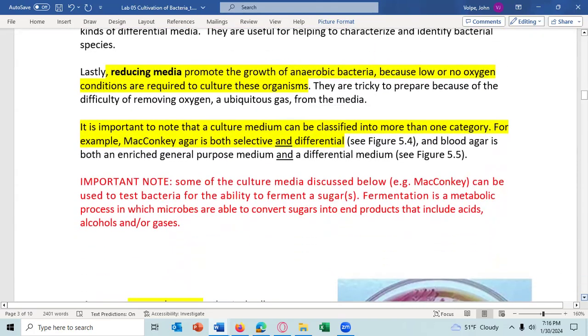Lastly, we have reducing media, and these media promote the growth of anaerobic bacteria because low or no oxygen conditions are required to grow these organisms. It's important to note that a culture media can be classified into more than one category. For example, MacConkey's agar is both selective and differential.